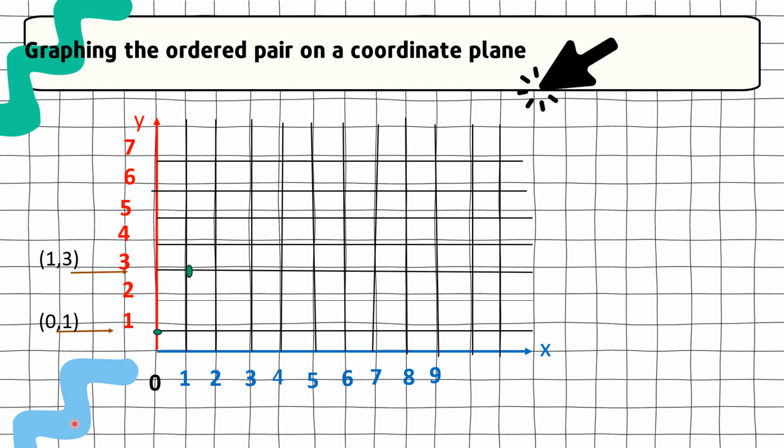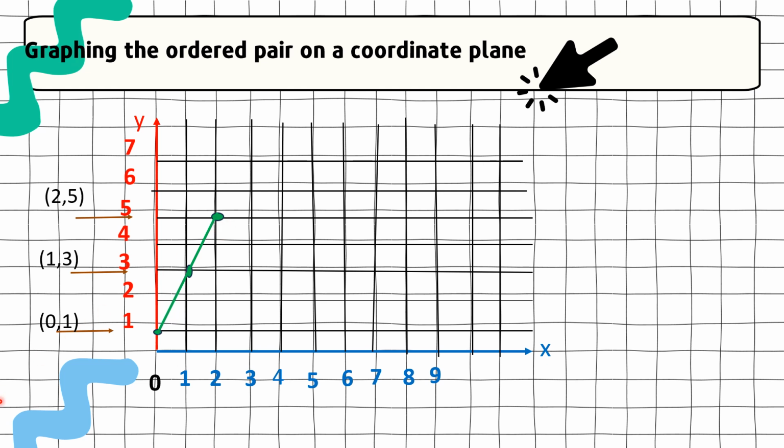Then I will go to the third pair. The third pair was 2 and 5. On the x-axis, this is 2. I will go up to the number 5 and put my point. Yes, this is the third point, 2 and 5. Then I draw the line between the three points, the three pairs.